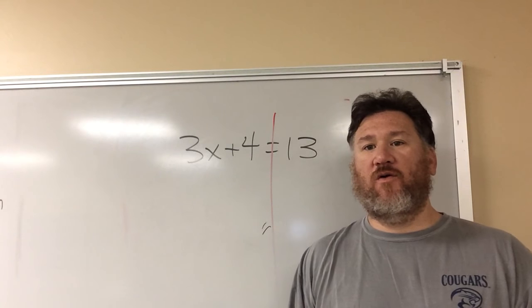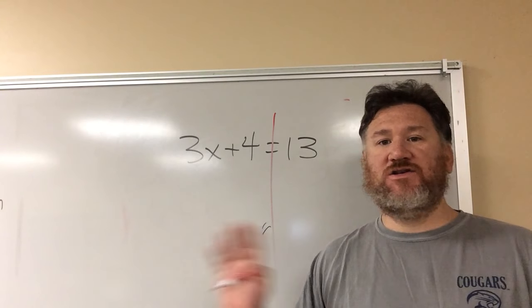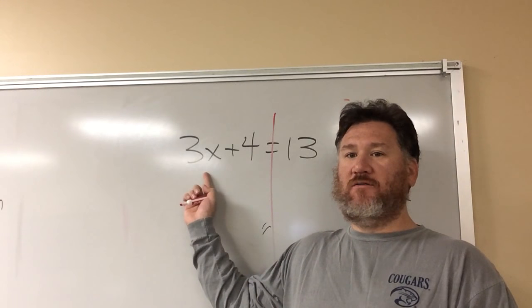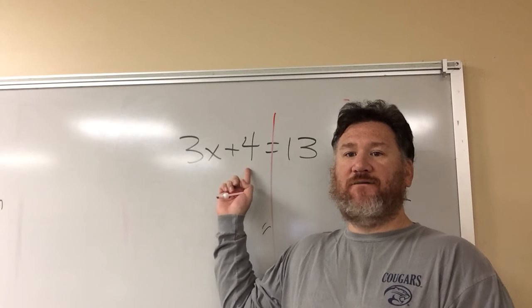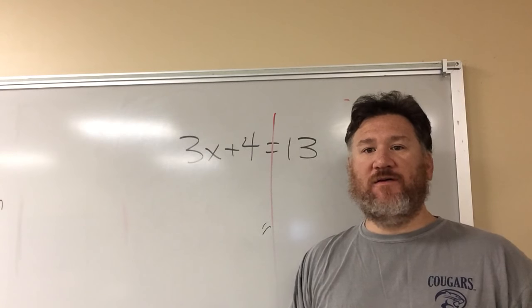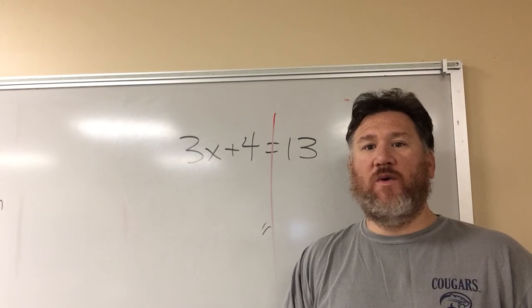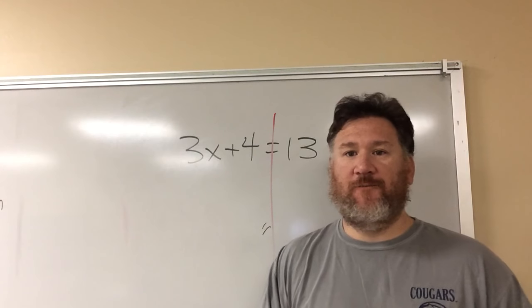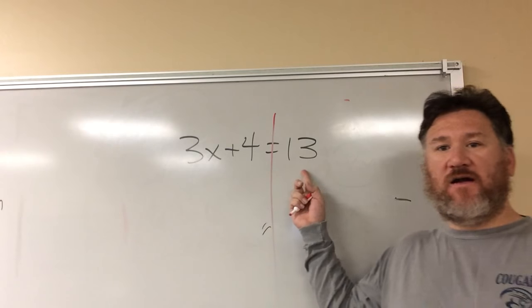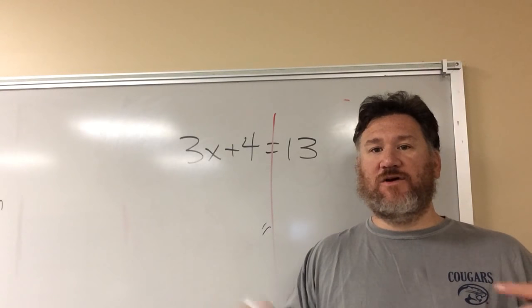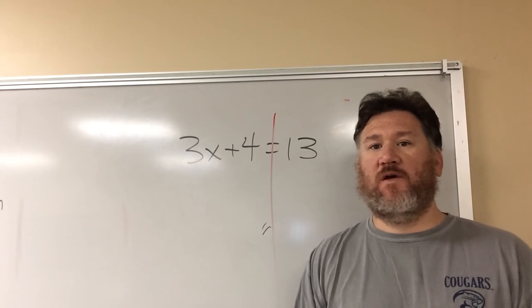Next, we're going to combine like terms on each side of the problem. So on the left side, I have a number with a variable, and I have a number by itself. Can't put these things together because they are not alike. These are not like terms. So we can't do anything there. We can't simplify there. On the other side, on the right side, all we have is the number 13. So there's nothing to combine it to, so there's no combining necessary.